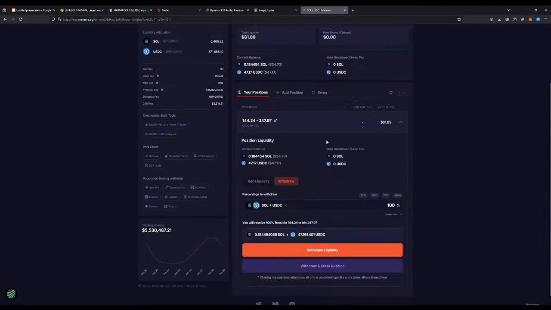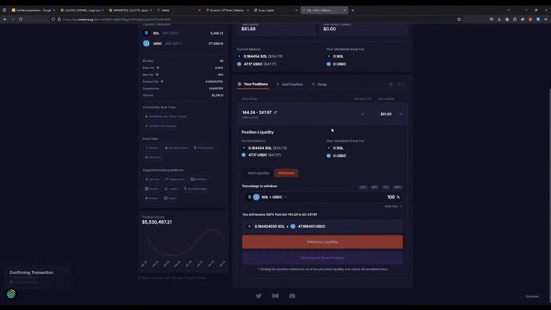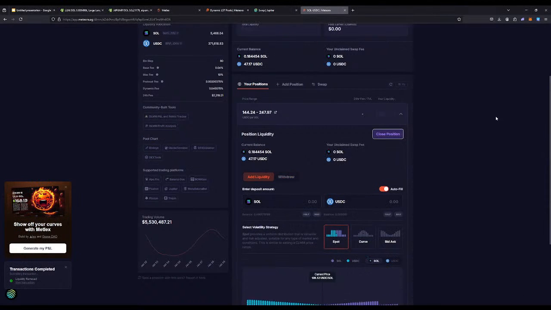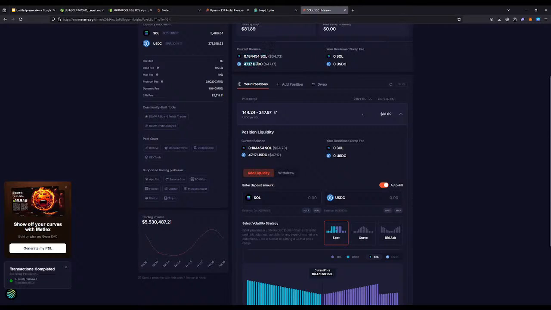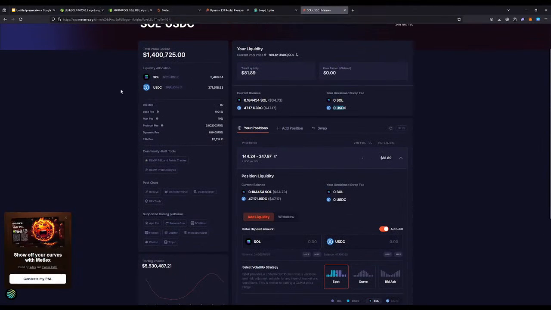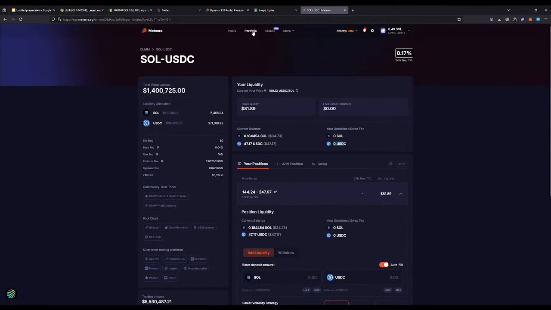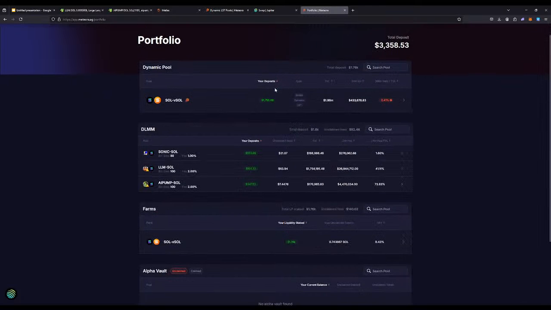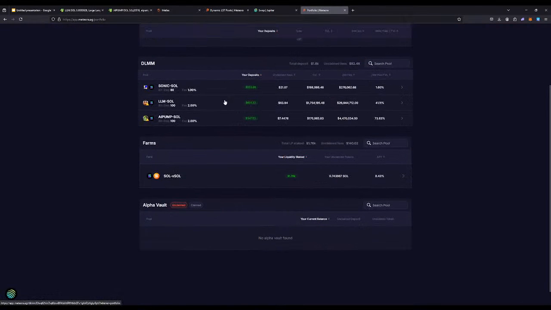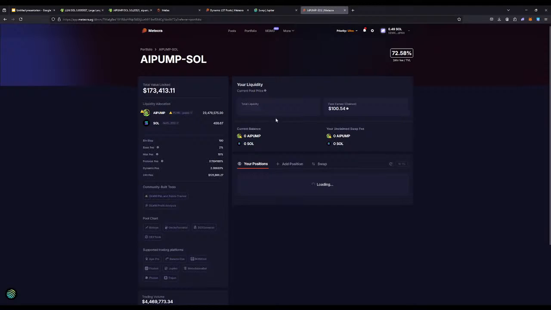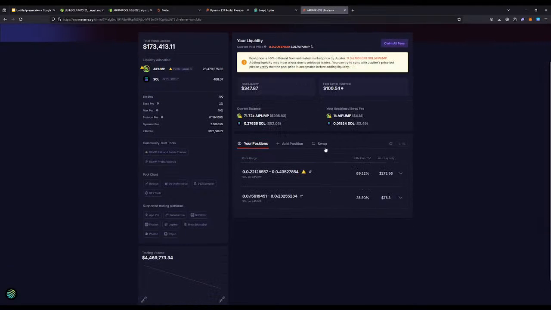Otherwise, I can also just withdraw and close position, and in this case I get back the rent that I paid, I get the current balance, and whatever fees I've generated I get as well. And you can also claim fees separately. So I have some pools where I've already opened some positions, so let me show you some of my current positions, and I hope you understand how I'm trying to manage them.